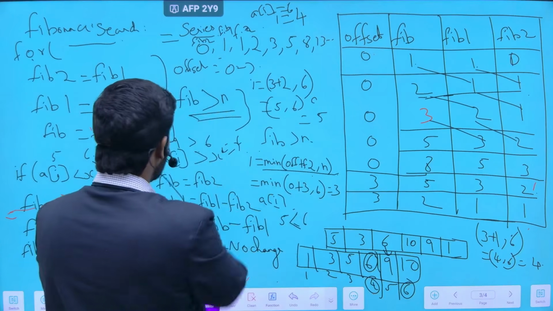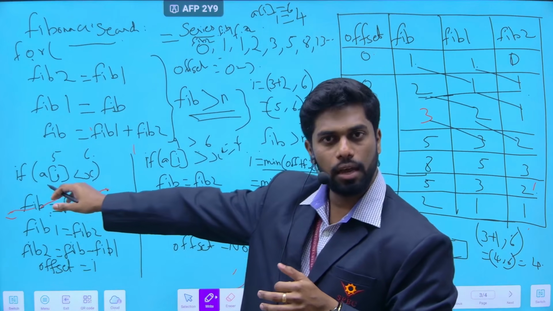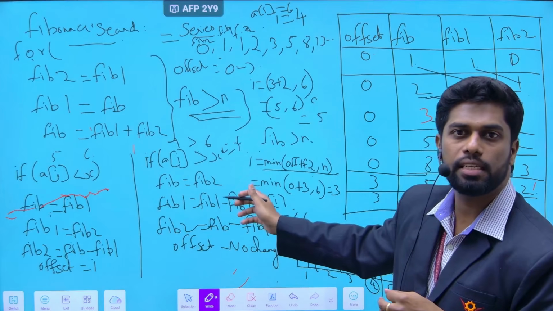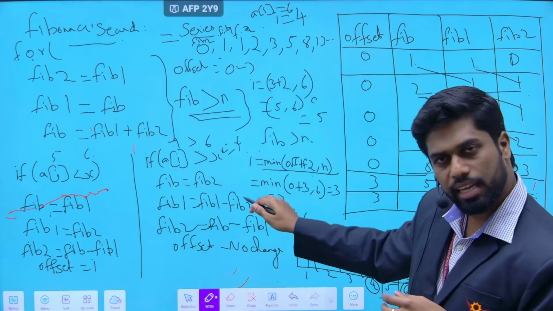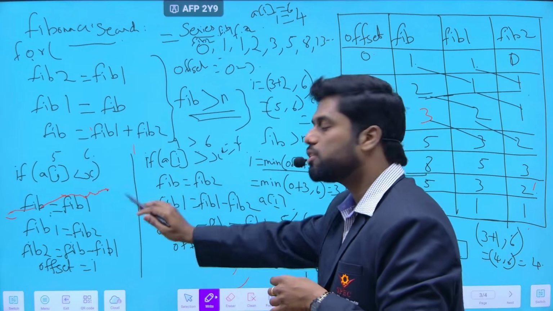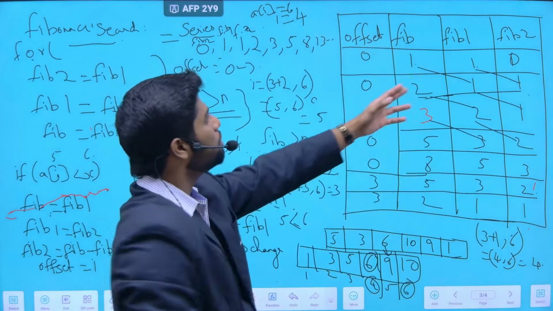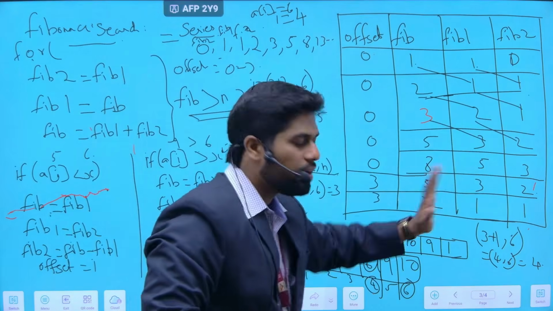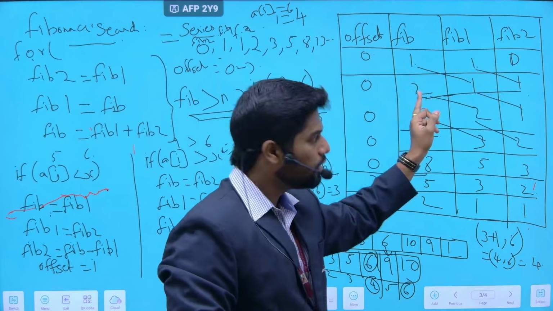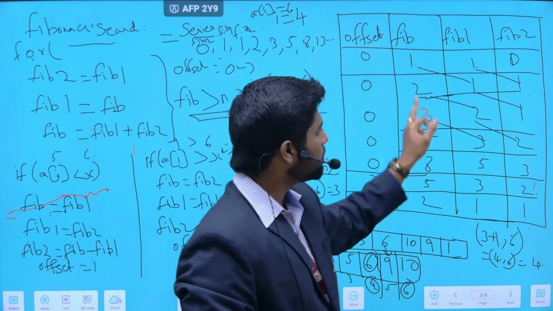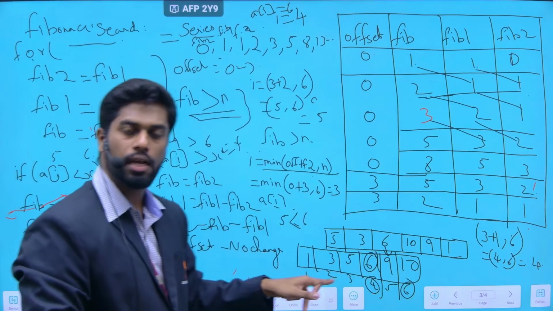Nothing is there, you just need to know the formula and two conditions. After finding I, whether A of I is less than X or A of I is greater than X. If it is less than X, what are the steps to be followed? If it is greater than X, what are the steps to be followed? Based on that, go with the table. Have this table: offset, fib, fib1, fib2. Have the Fibonacci series, the same: 0, 1, 0 plus 1, 1. Again, 1 plus 1, 2. 1 plus 2, 3. 2 plus 3, 5. 5 plus 3, 8, and it goes on until fib is greater than n.